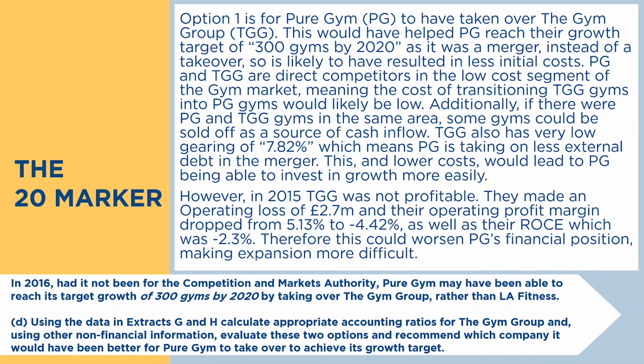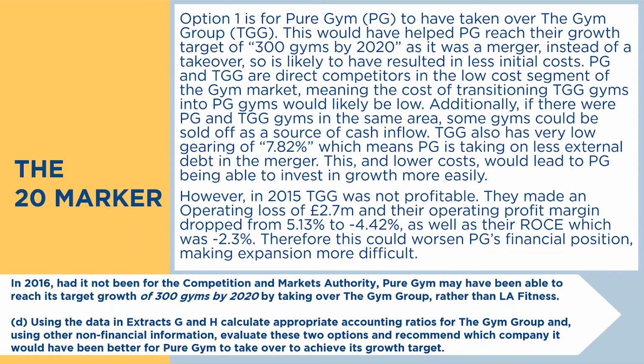The Gym Group also has a very low gearing of 7.82%, which means Pure Gym is taking on less external debt in the merger. This and the lower costs would lead to Pure Gym being able to invest in growth more easily. The fact that they haven't got a huge amount of loan capital already existing as debt suggests that they might find it easier to get further loans and debt capital so that they can use that to potentially expand. I need to argue against this option.